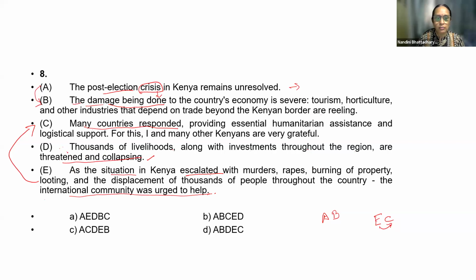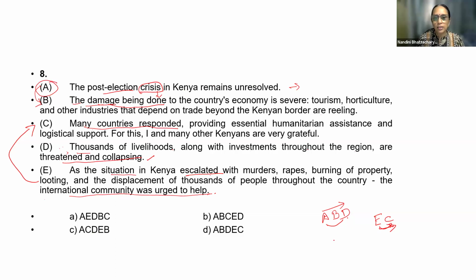Where does D go in? D can be a result of the damage done. So we can say that D can come in after B. So what is your introduction then? A, B, and D go together in this order. And E and C go together in this order. Now, what is introducing the topic? A is, right? Now, all of them are beginning with A. So, nothing to eliminate.